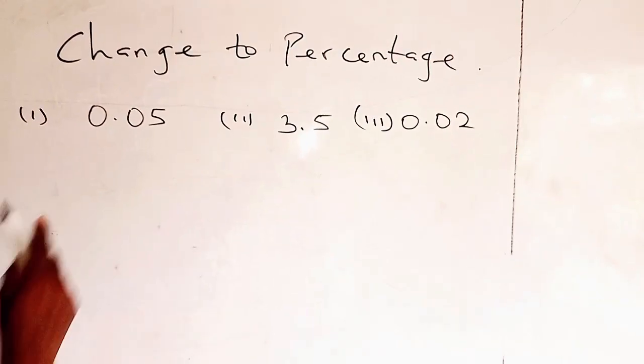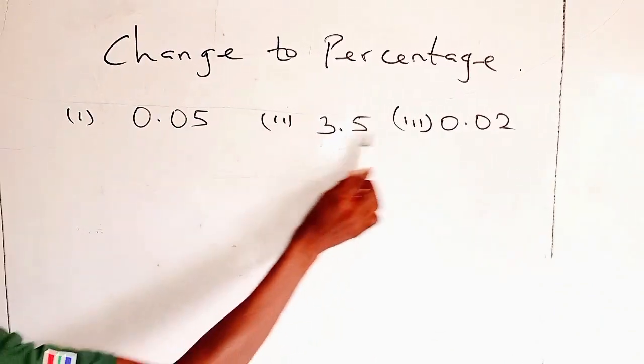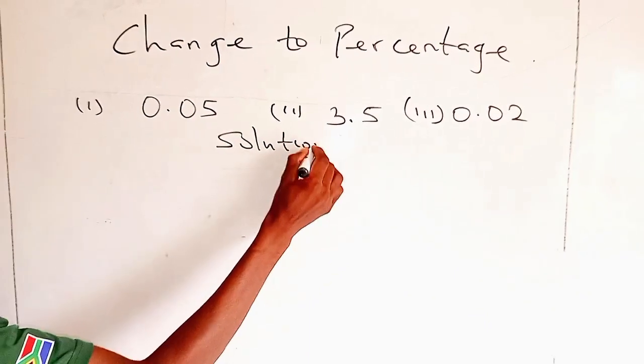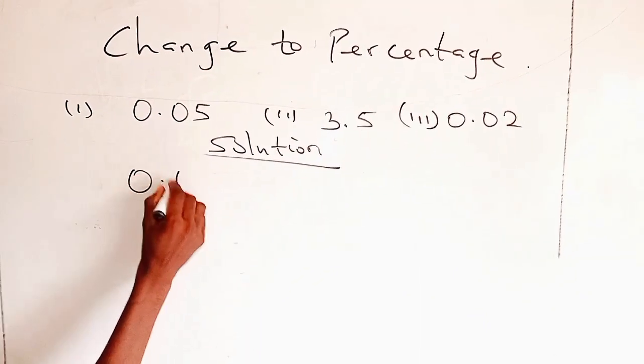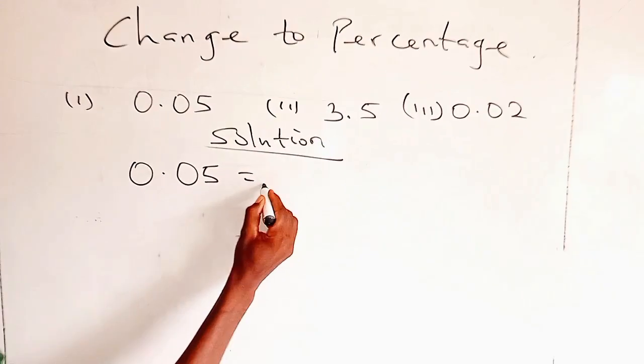Okay, we have to change these numbers to percentage. So let's start with the first one. The first one we have 0.05. The first thing we do is to change it to fraction first. And how do we change to fraction?